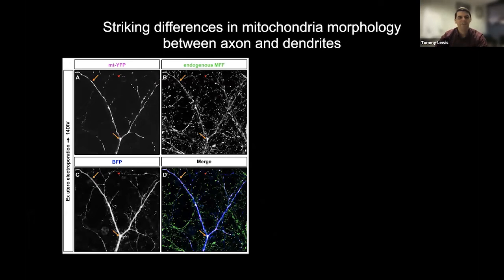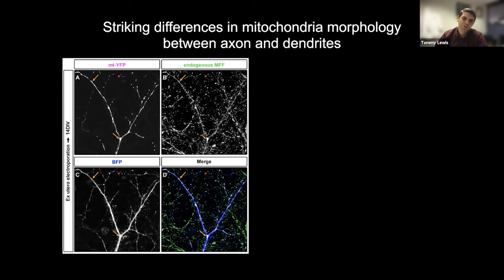But our first hypothesis, which we were hoping for because it would have been easiest to explain, is that MFF is only found on axonal mitochondria and not on dendritic mitochondria in neurons. But this turns out to not be the case. If we look at our labeled neuron here, we can see the dendrites here and the axonal mitochondria here. And then we stain for endogenous MFF, and we were lucky that there actually is a good antibody that recognizes mouse MFF. We can clearly see that these dendritic mitochondria are decorated with MFF.